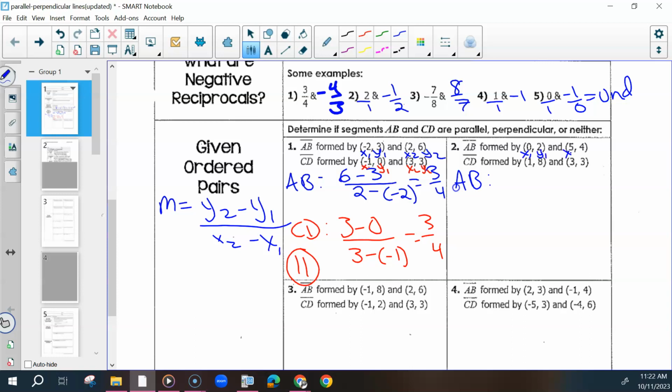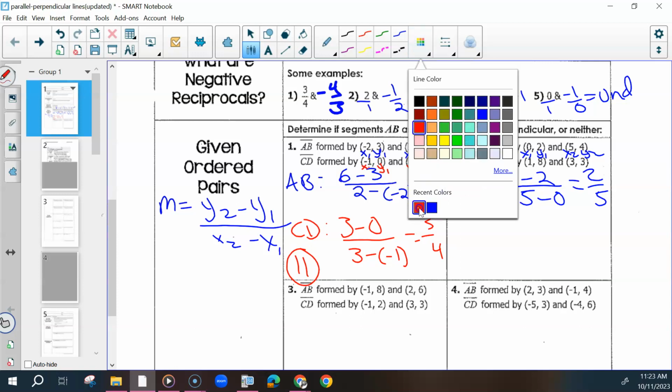So let's label this x1, y1, x2, y2. And then we can put this in our formula, 4 minus 2 over 5 minus 0. So you can either subtract by hand or put it all into your calculator as alpha y equals, figure out what that would be. Let's do the same thing for CD.